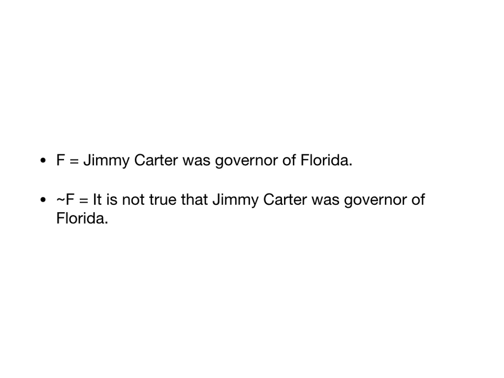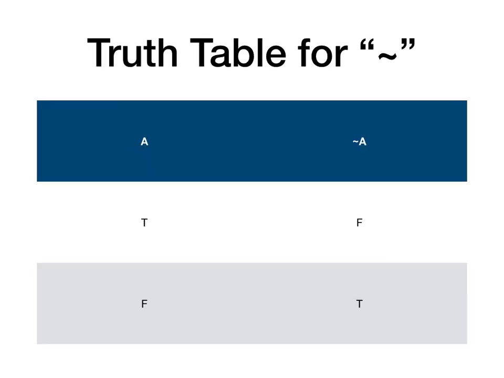Well, what's the truth value for the tilde going to be? Well, basically, it's just going to flip the value of whatever it's in front of. When A is true, tilde A, not A, is false. When A is false, tilde A, not A, is true. The not symbol just flips things.